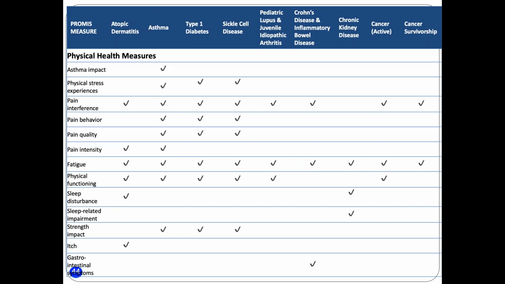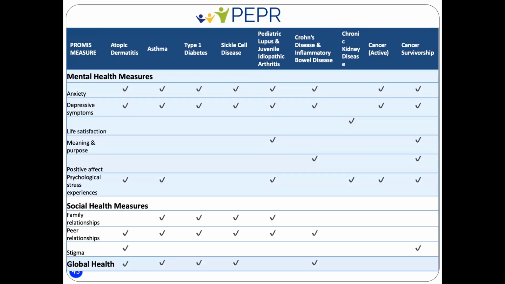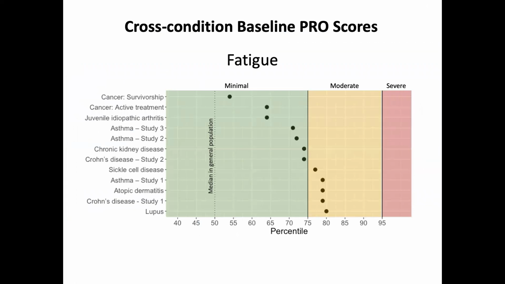You can see all the different PROMIS measures there on the left and the different conditions up top. That was the physical condition, physical measures. Here you're looking at mental health and social health measures. So a lot of activity. And one of the beauties of the PROMIS scale is that despite differences in disease status, you can array the scale scores on the same scale.